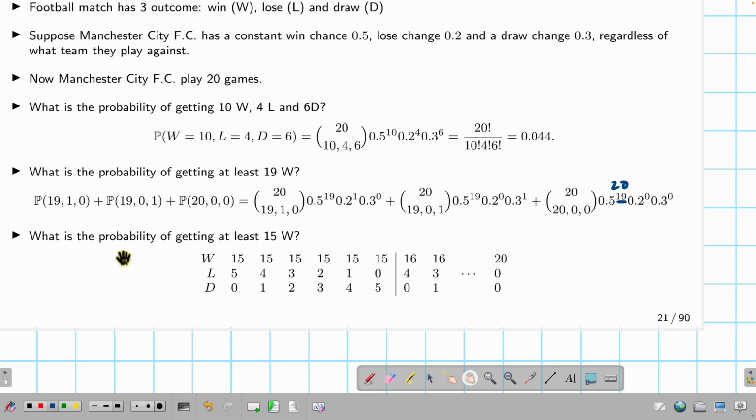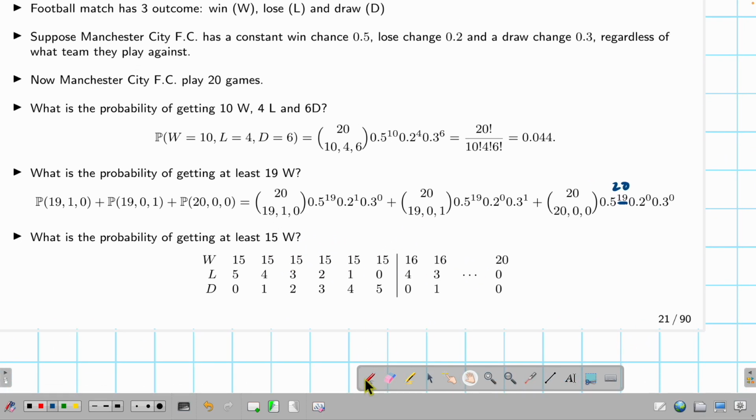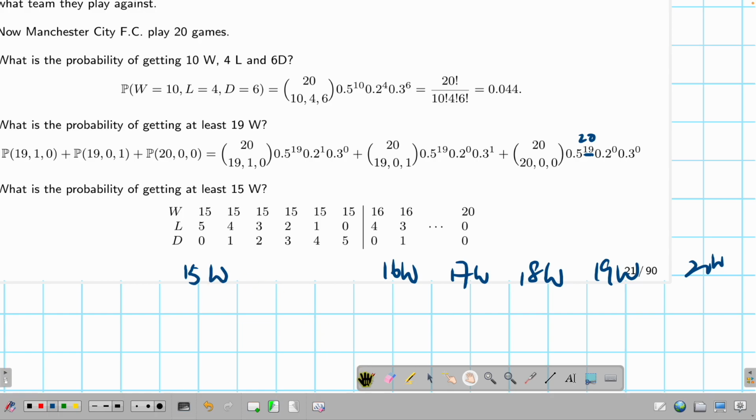Then what's the probability of Manchester having at least 15 wins? This will be a very complicated problem because with 15 wins, you have so many possibilities. At least 15 wins means you have 15 wins, 16 wins, 17 wins, 18 wins, 19 wins, or 20 wins. And then within these 15 wins, you have different combinations of draws and losses. So it can be what? For all the 5 non-win cases: all losses, or 4 losses 1 draw, 3 losses 2 draws, 2 losses 3 draws, 1 loss 4 draws, or no losses all draws. So these are all the possible cases for 15 wins.